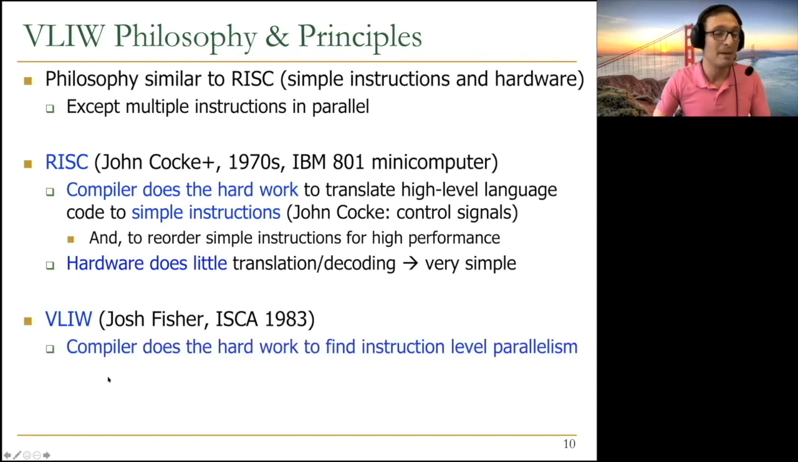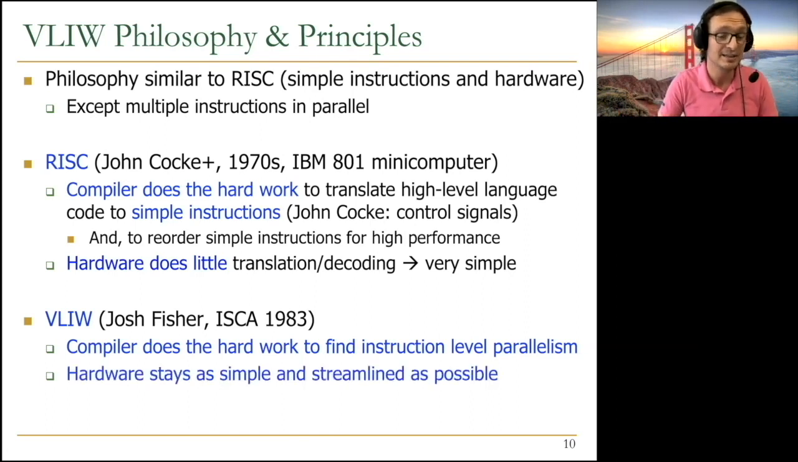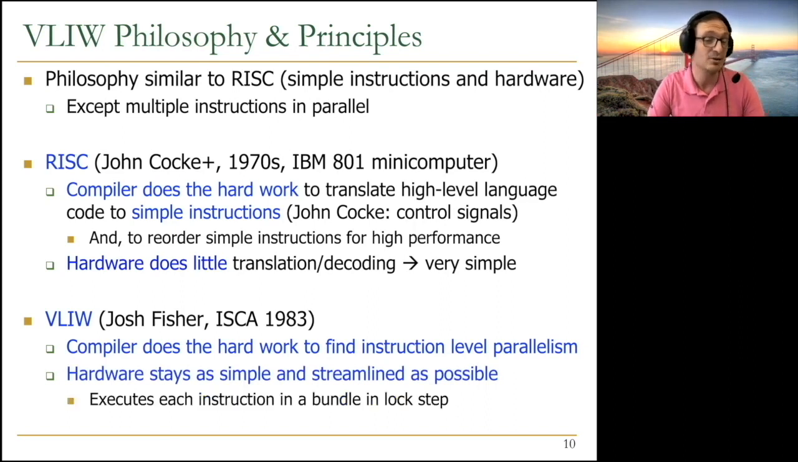So basically, the compiler does the hard work to find instruction level parallelism in VLIW across the same cycle. Within the same cycle, when you fetch multiple instructions, you need to make sure that they're parallel. And hardware stays as simple and streamlined as possible. Execute each instruction bundle in lockstep, and the compiler also schedules the instructions within the pipeline so that hardware doesn't need to do dependence checking.